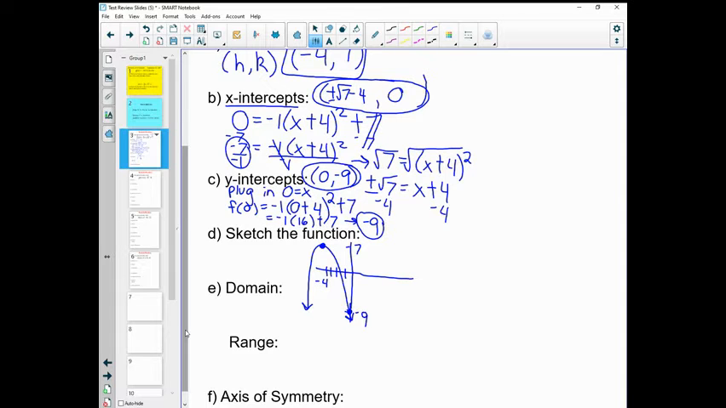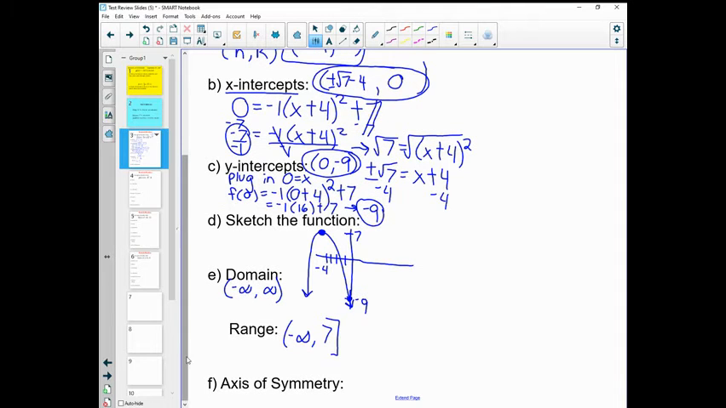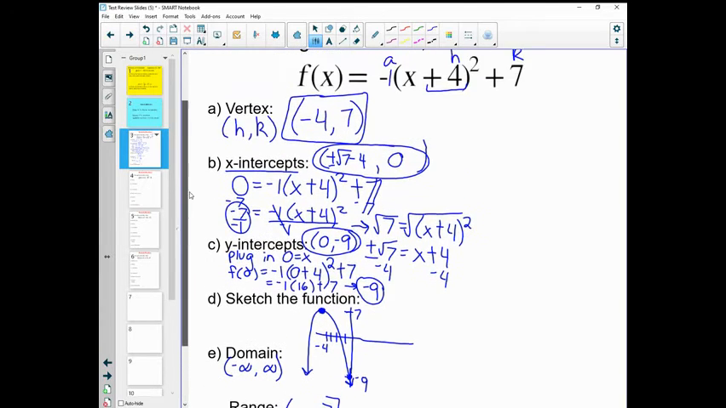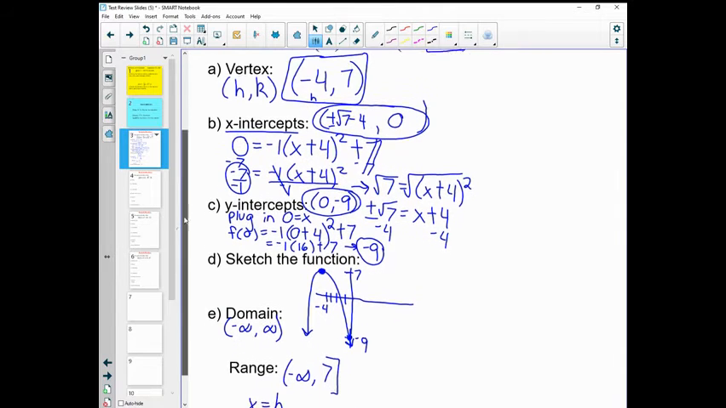Now we can do the domain. The domain is left and right. Since the graph does go to the left and the right, the domain is -∞ to +∞. The range, the graph goes down, which makes it -∞. But the highest y value the graph touches is at 7 with a bracket. The last piece we need for this function is the axis of symmetry. The axis of symmetry is the equation x equals h. And h back up at the top we said was -4.